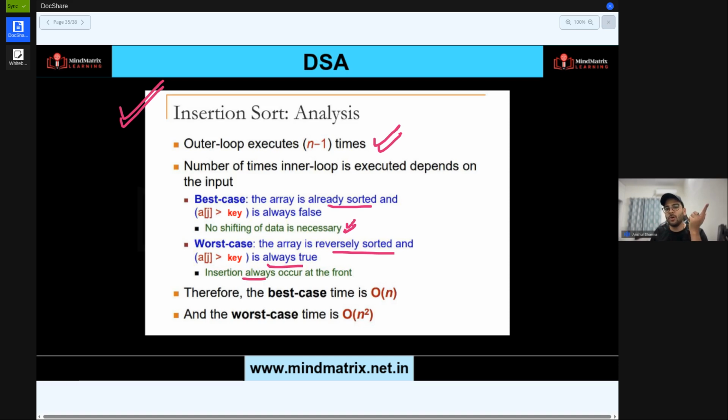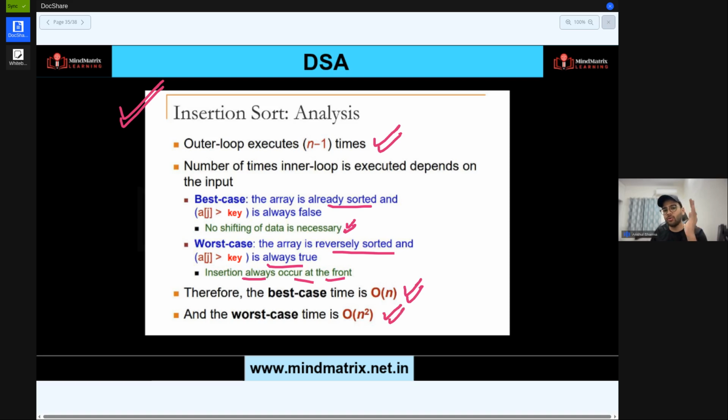Then insertion always occurs at the front, right? You will keep on inserting the elements at the front. So best case will be order of n, because only one time the entire array will be scanned, right? And the while loop will always be false. So this is the best case time complexity.